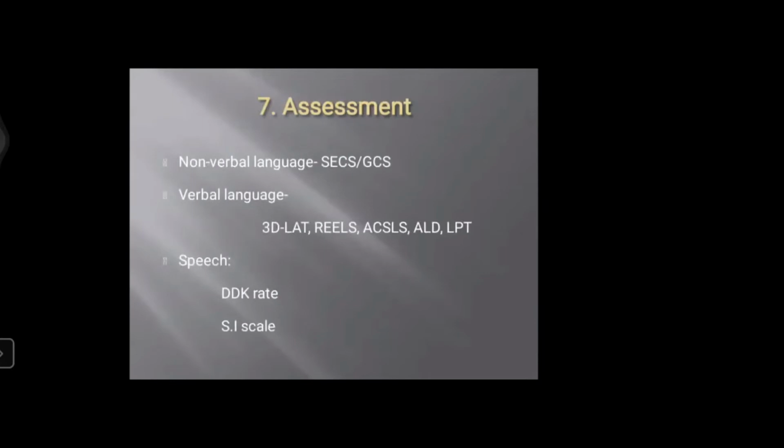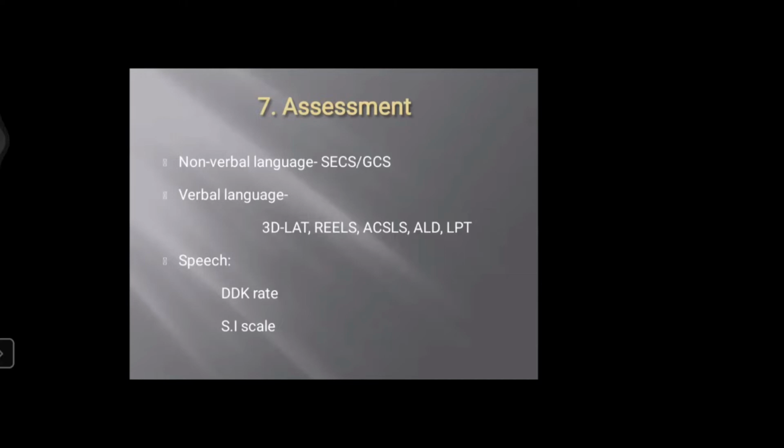Then proper assessment. If the child is hearing impaired, we would do the non-verbal language assessment, FCS, and the Gestural Communication Scale. If the child is hearing, we'll do the 3D LAT, which is till 3 years, and REELS, which is till 6 years. I'll also mention a new language test, ACSLS, the Assessment Checklist for Speech and Language Skills, which is till 8 years. Then Manipal has come out with a language test called Assessment of Language Disorder, Manipal Manual, which is till 10 years. And LPT has no age limit, but it gives a profile of the language. So we can use these tests for verbal language.